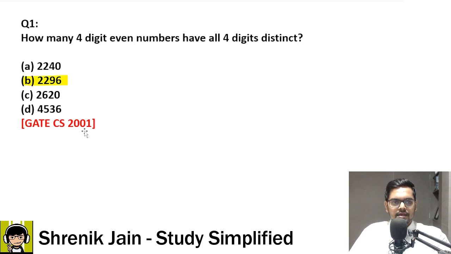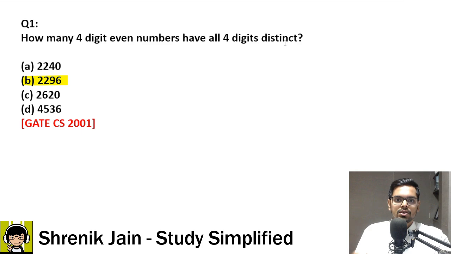The correct answer is option B. Two key things you have to understand. First, 4 distinct digits, which means repetition is not allowed. Second thing, no direct formula is there. Permutation, combination, no direct formula. In the counting principle, I have explained how to count and get the answer.